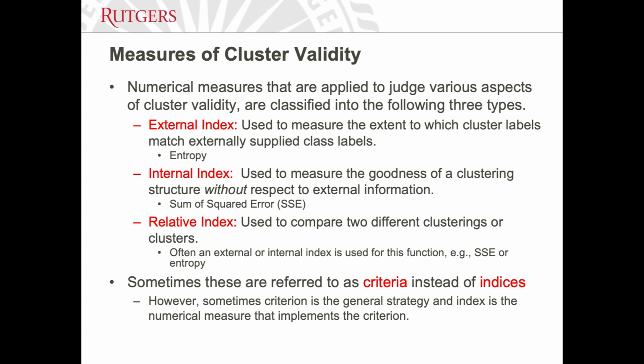The third measure is called relative index, which compares different clusterings or clusters. It could use external or internal index. The purpose of this measure is for comparison. For example, two k-means clusterings can be compared using either the SSE or entropy. The indices are referred to by different names, sometimes called criteria. To be consistent in this class, we call them index.